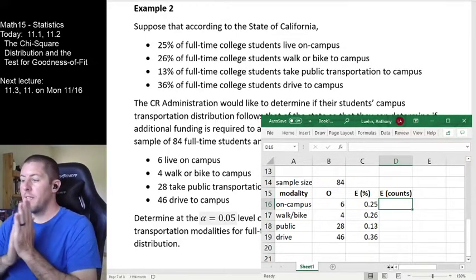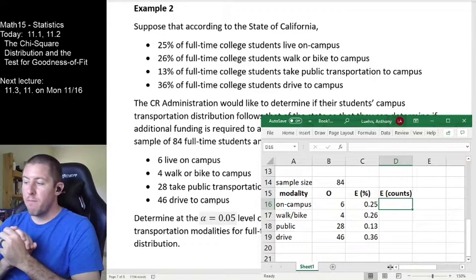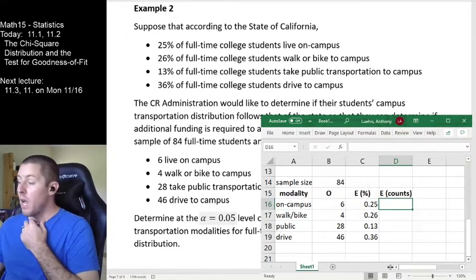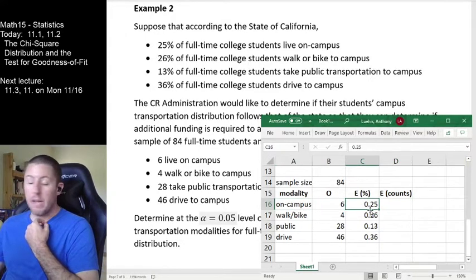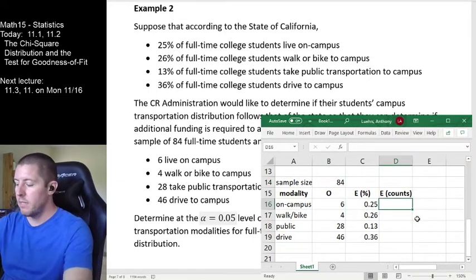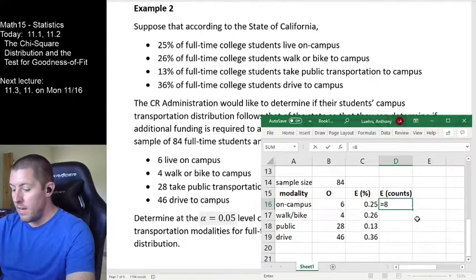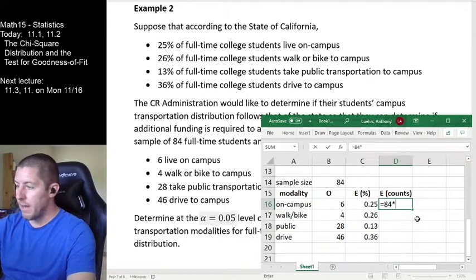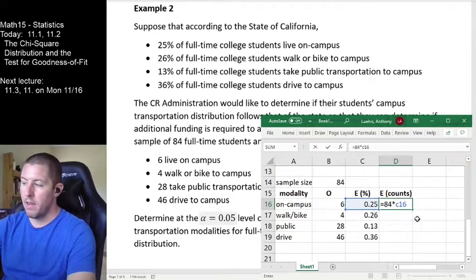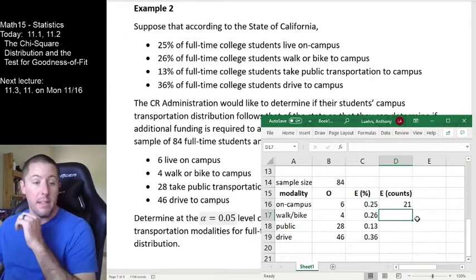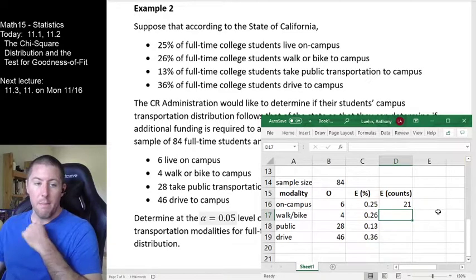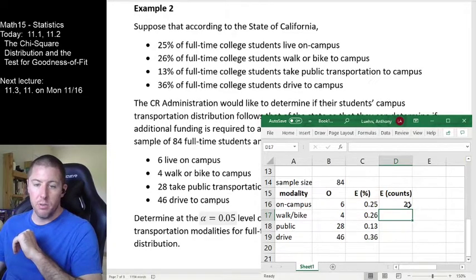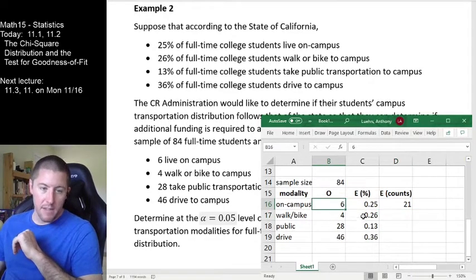So what I'm thinking to myself is, if I expected 25% of students to be on campus, our expected percent was 25% according to the state of California. If I expected 25% of CR students to be living on campus out of 84, then I can do equals 84 times the expected percent. That's C16 for me right here. That will tell me I expected to see 21 CR students living on campus if we did in fact follow the statewide distribution. We only saw 6 that lived on campus instead.